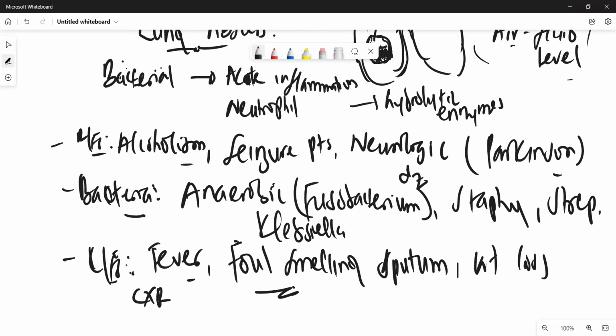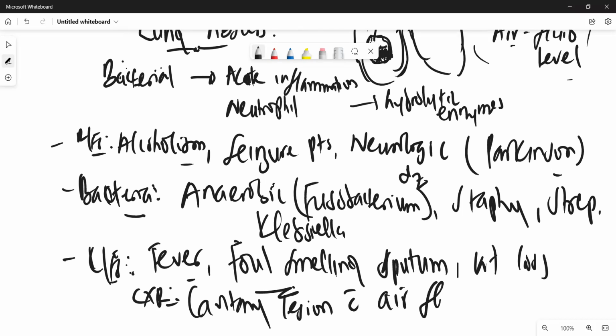And on the chest X-ray, like I mentioned, you can see those cavitary lesions, mostly on the right, because that's where the aspiration tends to go. So cavitary lesion, right, with air fluid level.